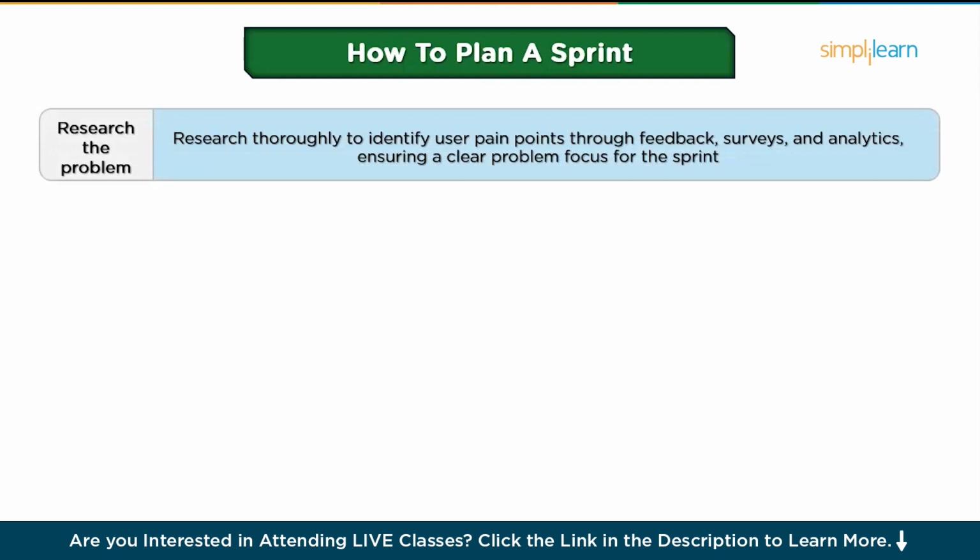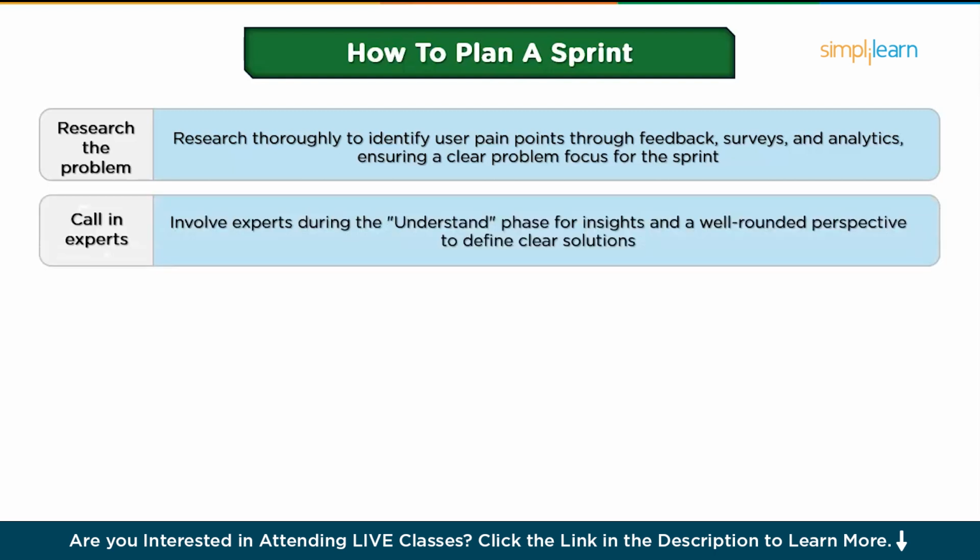Number one is research the problem. So before starting the sprint, conduct thorough research to understand the problem and identify user pain points. Collect data from user feedbacks, surveys, or usage analytics to ensure the problem being tackled is clear and meaningful. So this research acts as a guide for the team throughout the sprint.